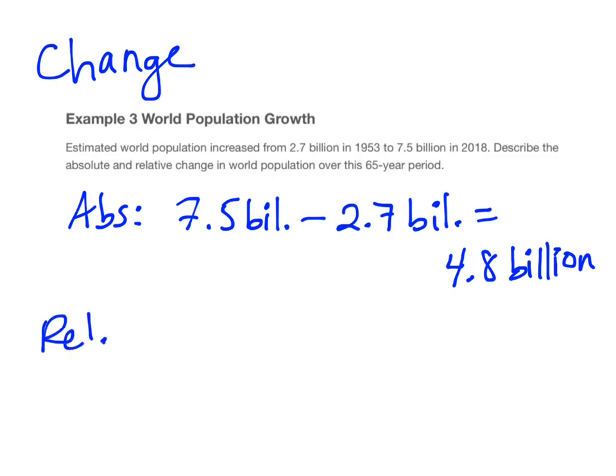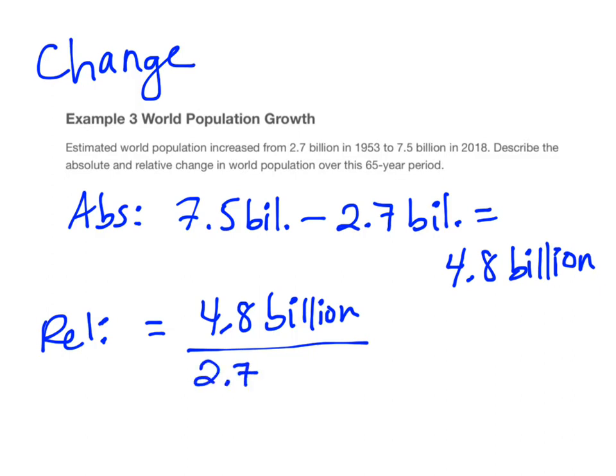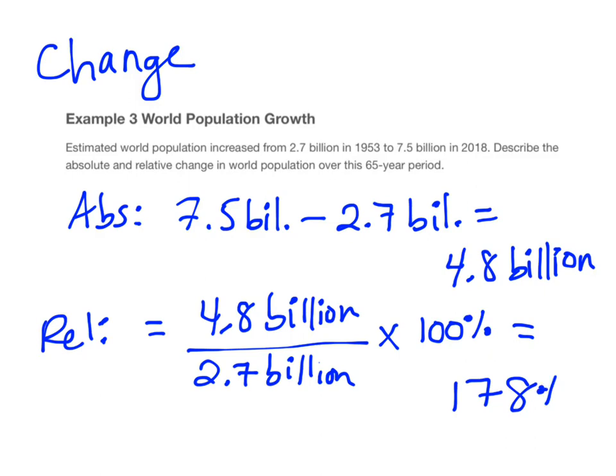The relative change, we're going to compare that absolute change, 4.8 billion, to the reference value, which is the 1953 population. We're interested in how much it changed from 1953. So compare back to 2.7 billion. And then this gives us a fraction, so let's multiply by 100% to convert that to a percent. That's going to give us about 178%.